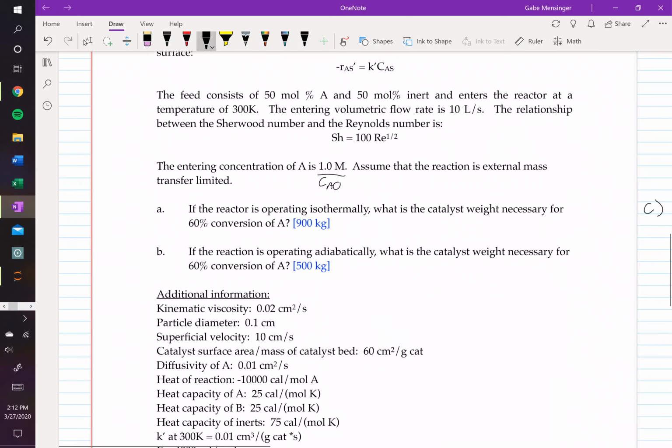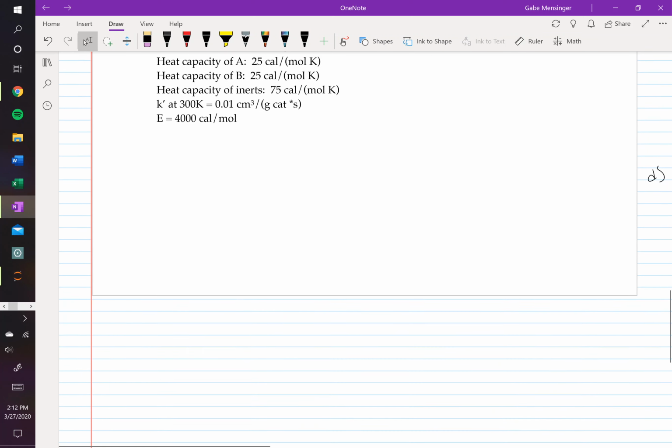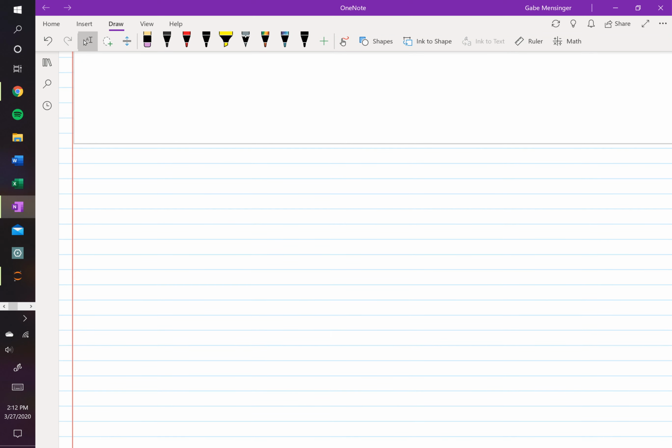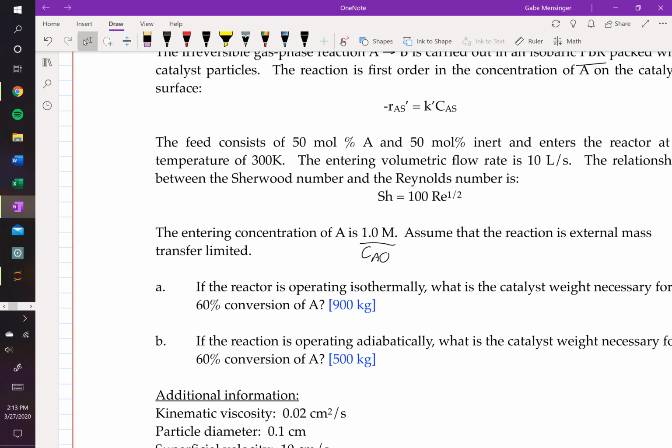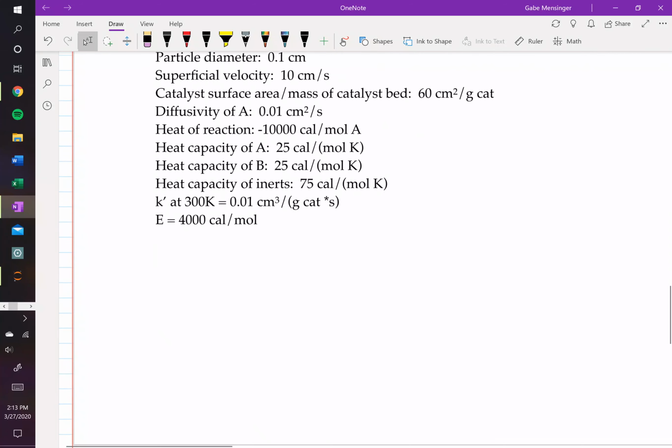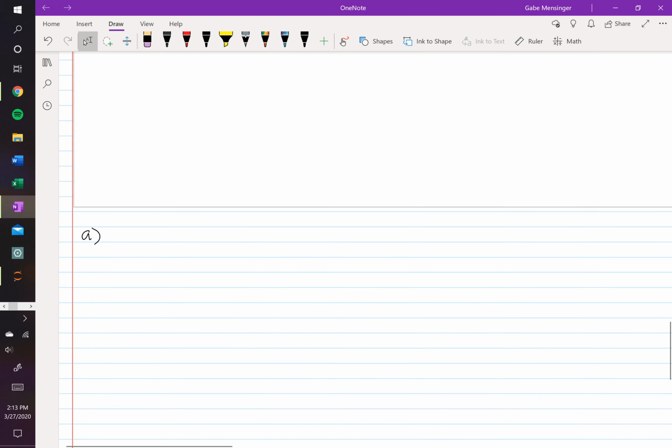So part A, we're going to operate this reactor isothermally and we need to find the catalyst weight necessary for 60% conversion of A. Okay, so there was a lot there. So, where to start. In this case, we are operating the reactor isothermally, so there is no need for an energy balance. So we can just jump straight to the mass balance, and usually with these kind of reactors, the mass balance is the design equation.